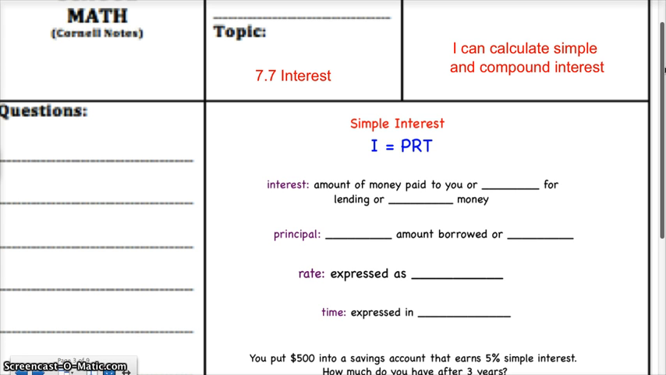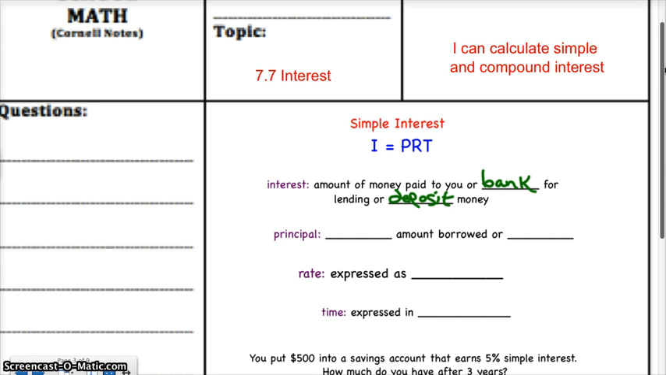Remember, anytime letters are sticking together, it means multiply. So interest is the amount of money paid to you or to the bank, the amount of money that is paid to us or paid to the bank for lending or depositing money. Maybe you remember that from BizTown too. There's a lesson on that.